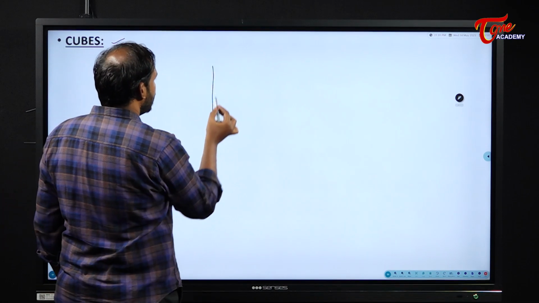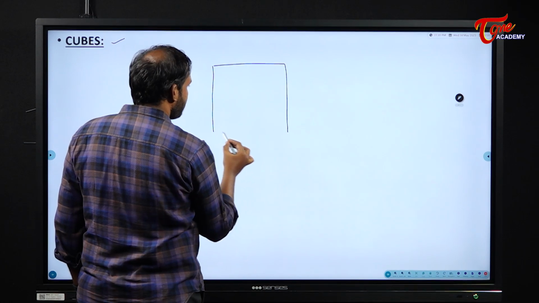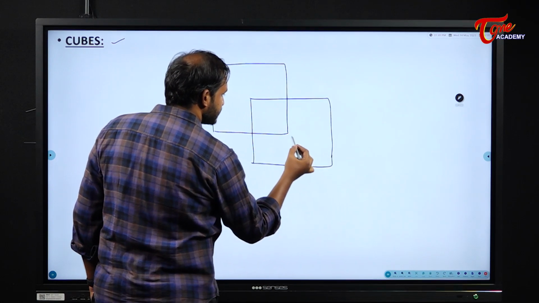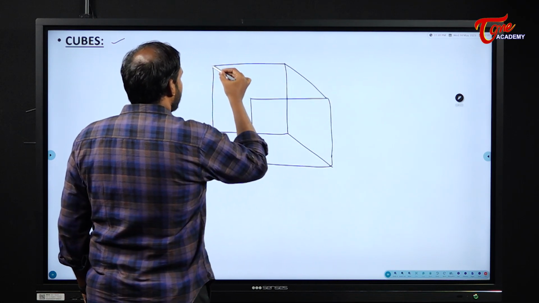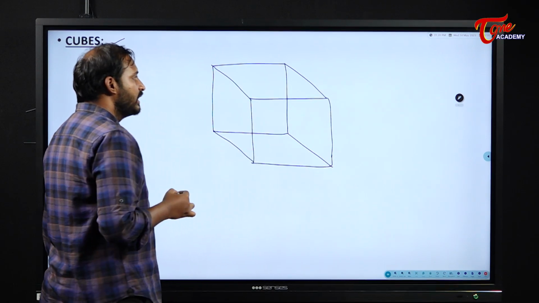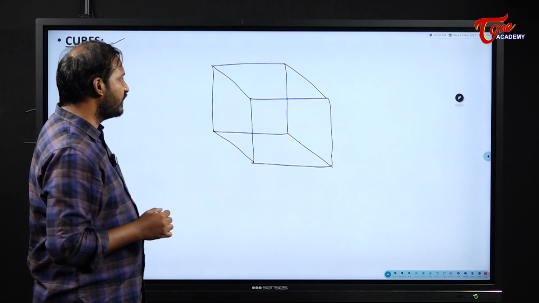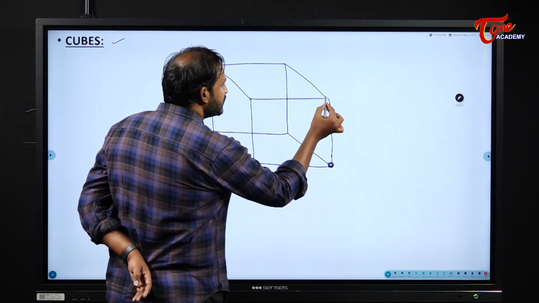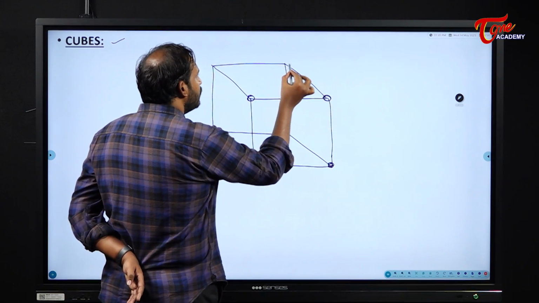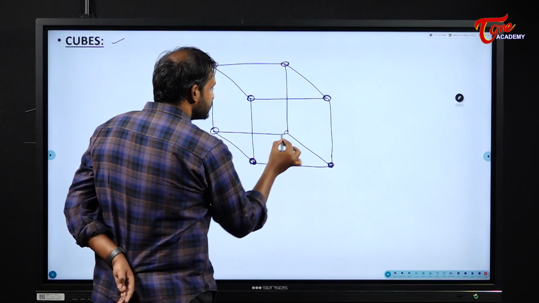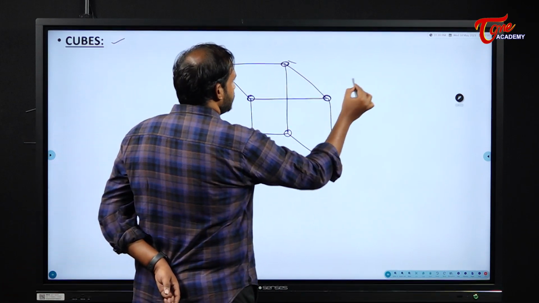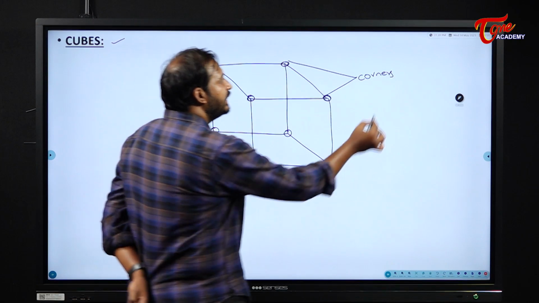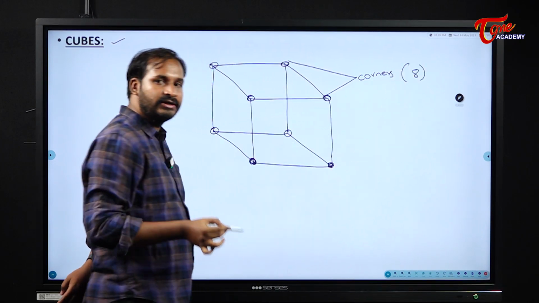See here, we all know a cube contains how many faces? A cube contains 6 faces. Our dice is also a cube actually. Now, for example, these are called corners. How many corners does a cube have? A cube will have 8 corners. These are called corners. A cube will have 8 corners.